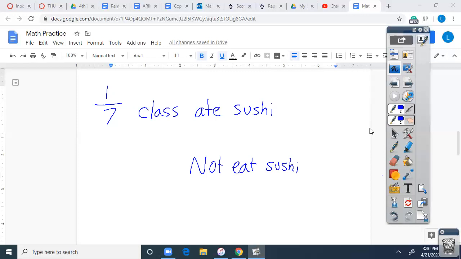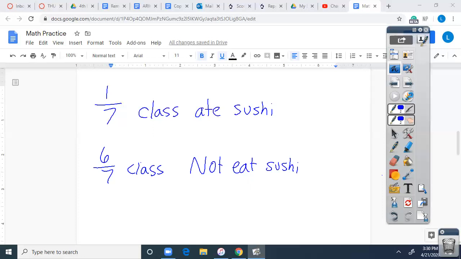Well, if 1/7 ate sushi, then 6/7 of the class did not eat sushi. So 6/7 of the class did not eat sushi.